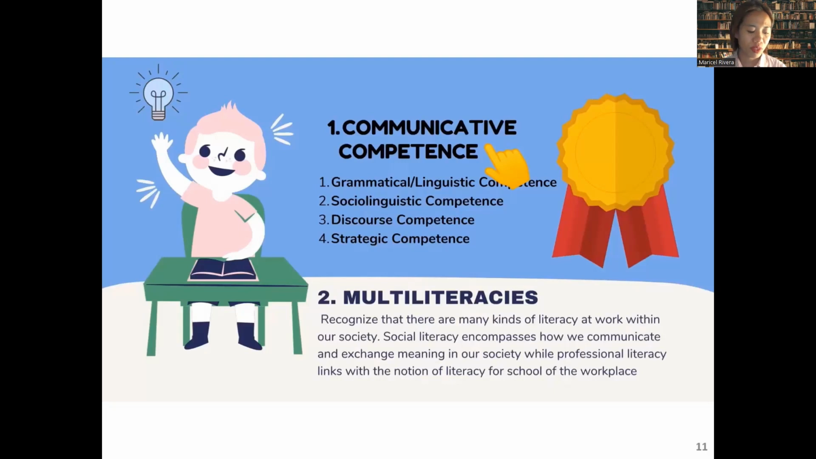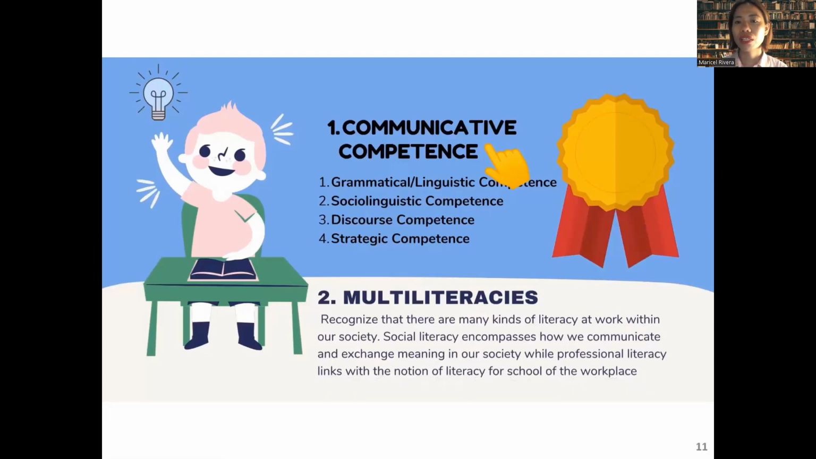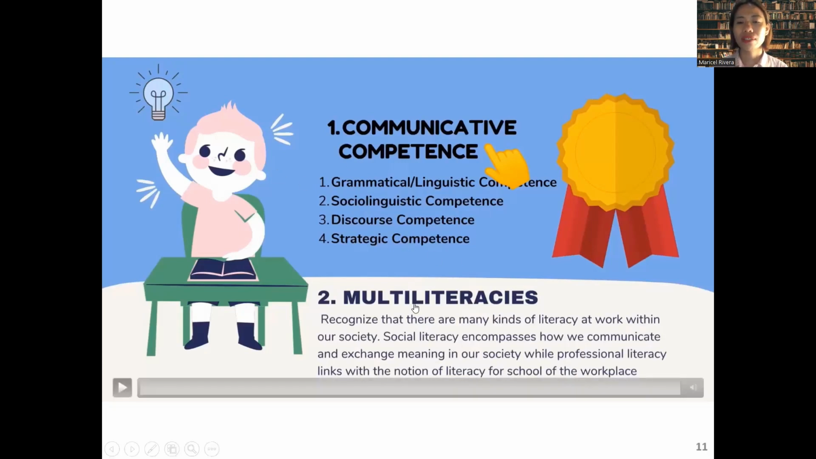And then last, we do have the discourse competence. It's actually understanding how ideas are connected, and we look into the patterns of organization. We also look into cohesiveness, and of course the transitional devices that we are going to use. So this is what is expected of a K to 12 English curriculum. We make sure our students have communicative competence, because communicative competence encompasses these other competencies. Now we do also have multi-literacies.